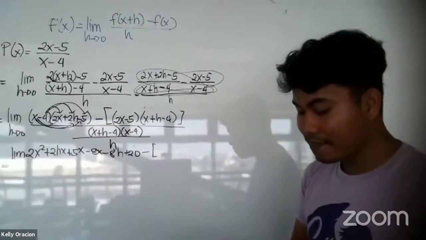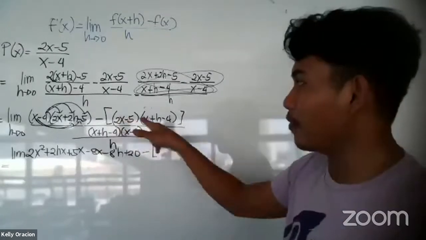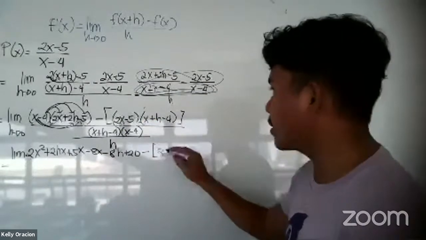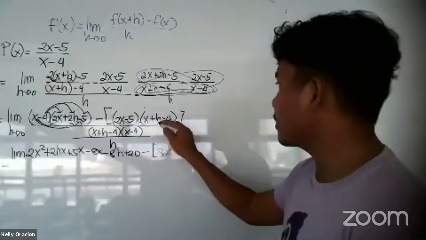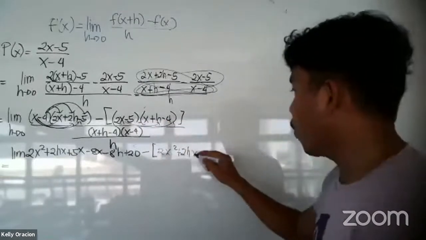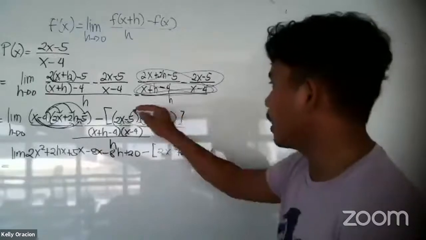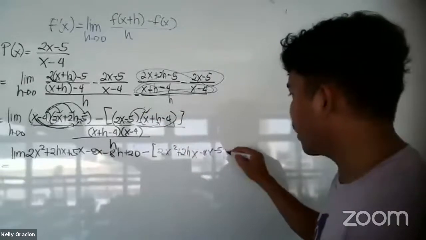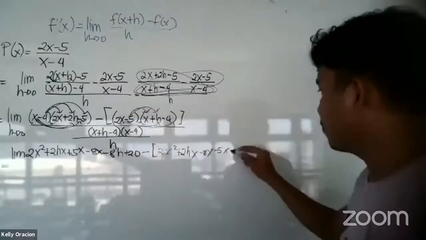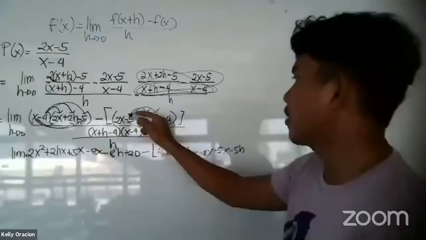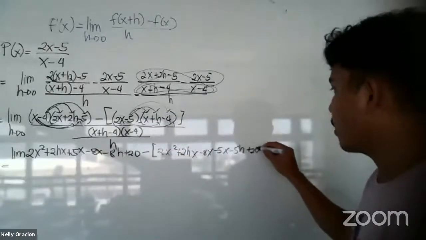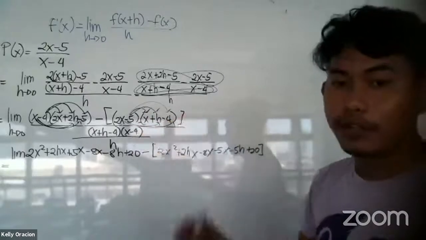Sayang. Next, let's simplify. 2x times x, that's 2x squared. 2x times h, that's positive 2hx. 2x times negative 4, that's negative 8x. Negative 5 times x, that's negative 5x. Next, negative 5 times h, negative 5h. Negative 5 times negative 4 is positive 20.